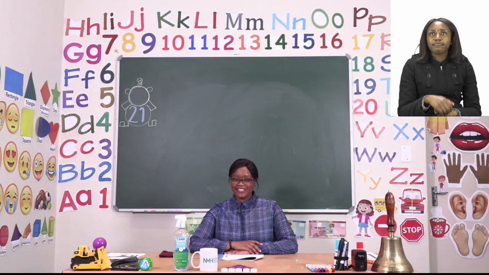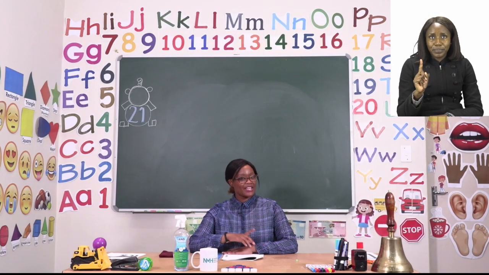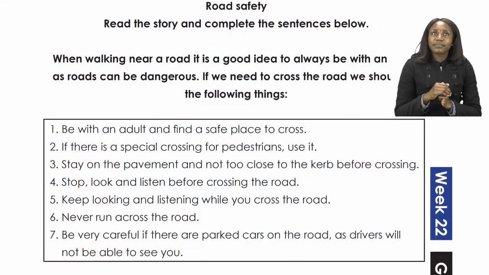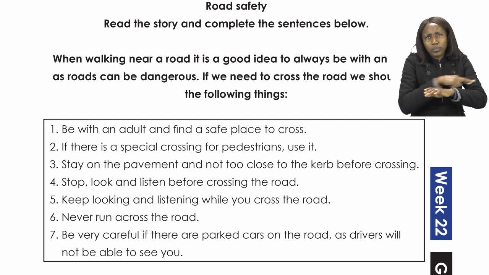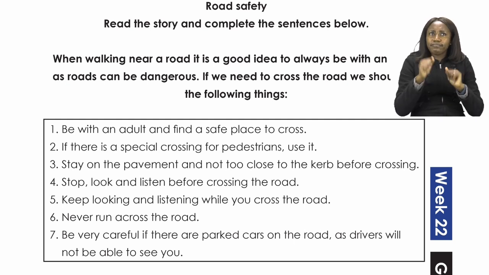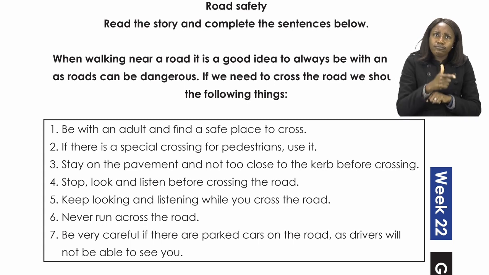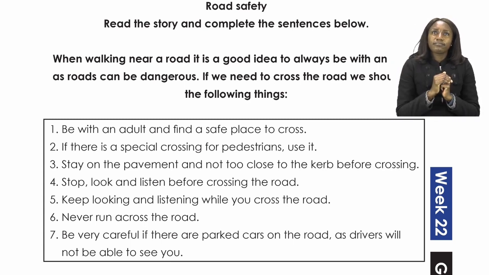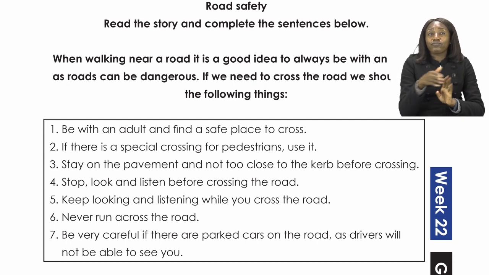Now, boys and girls, let's do a little bit of reading on page 21. On page 21, we are going to be reading about road safety. It's going to be our job to read the story and complete the sentences below. In this case, these are the rules we need to follow for road safety. We are going to read it 3 times.